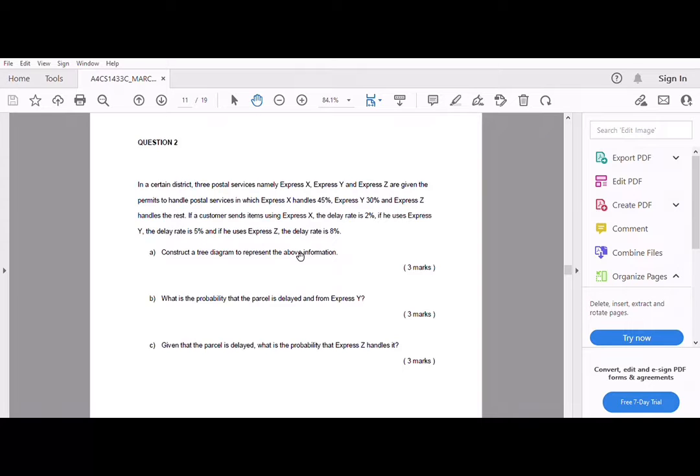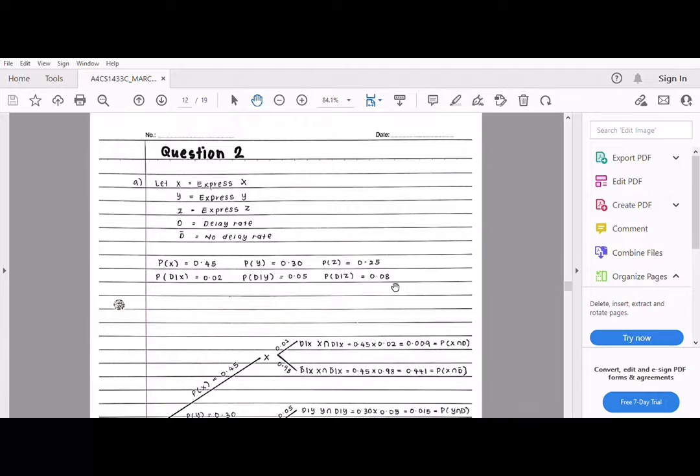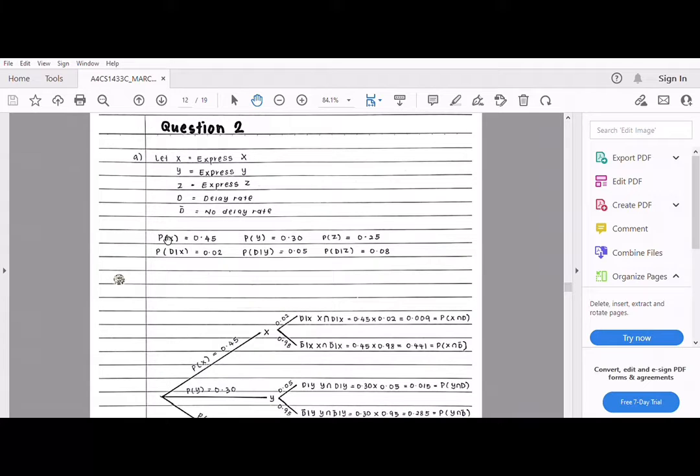Okay, let's move to question 2. First you have to write all the information given in the question. Let X, Y, and Z represent X plus X, X plus Y, and X plus Z. Let's say D for delay and D bar is no delay. Given in the question, P(X) is equal to 0.45, P(Y) is 0.3, P(Z) is 0.25. Probability of delay for X is 0.02. Probability of delay for Y is 0.05 and probability of delay for Z is 0.08.